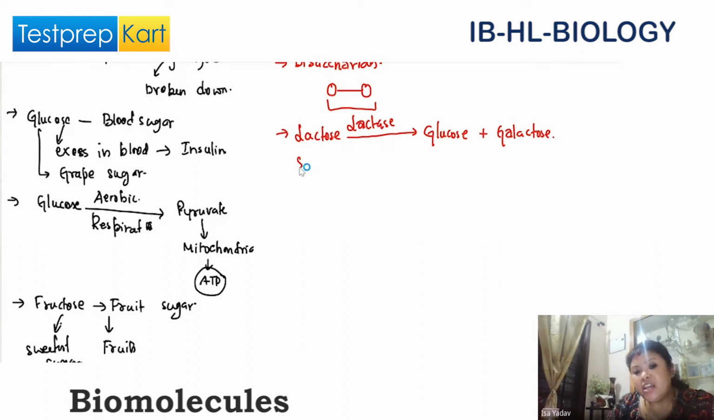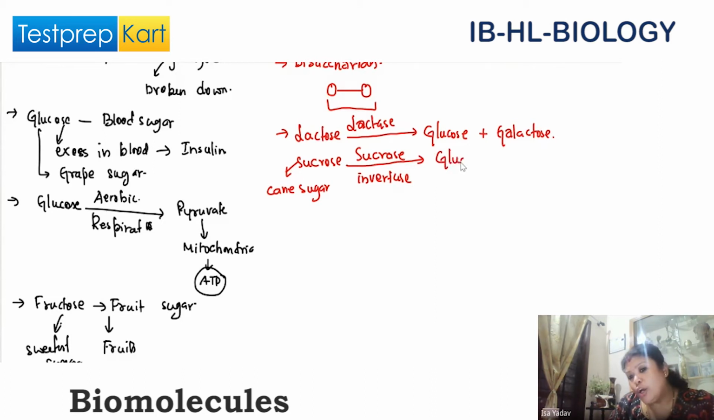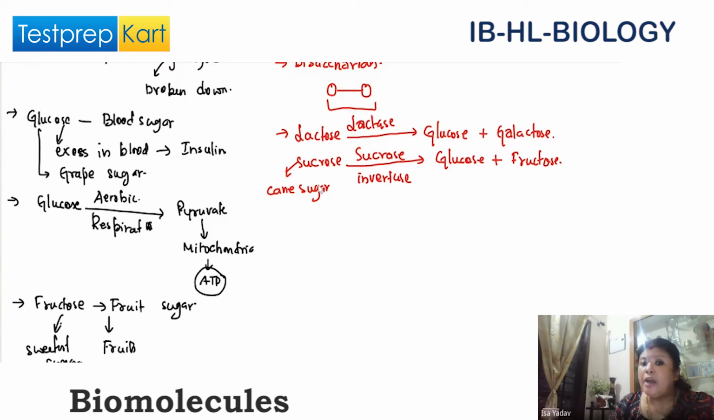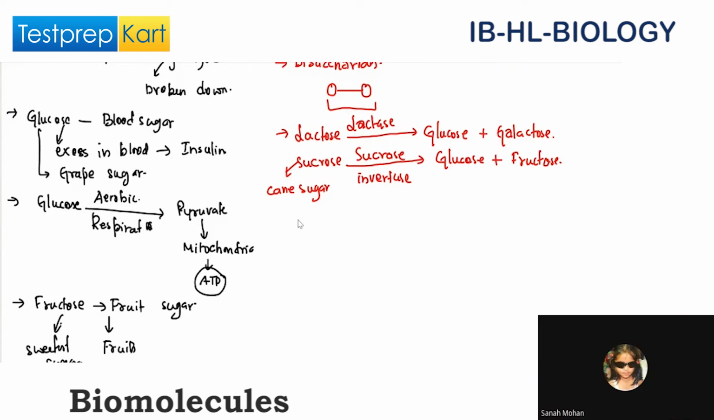All right, next is sucrose. Sucrose is called the cane sugar, and we extract sucrose from sugar cane. Sucrose in the presence of sucrase enzyme, which we also call invertase enzyme, converts into glucose plus fructose. Cane sugar, we get it from sugar cane. Is this clear?